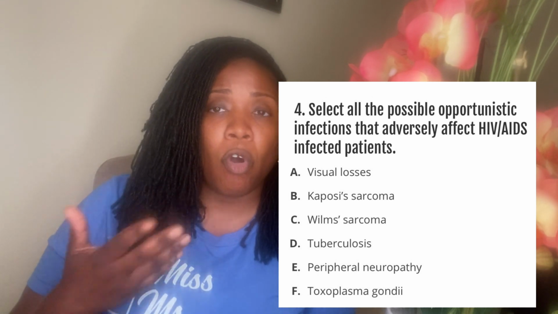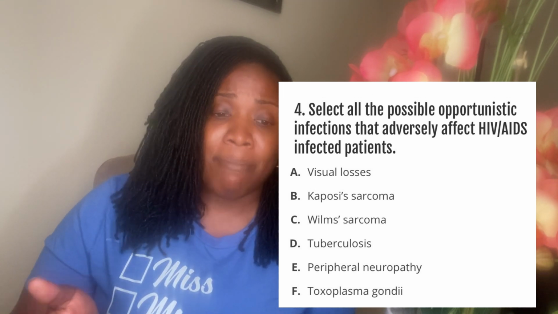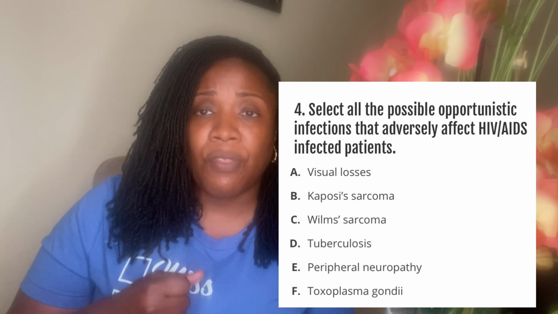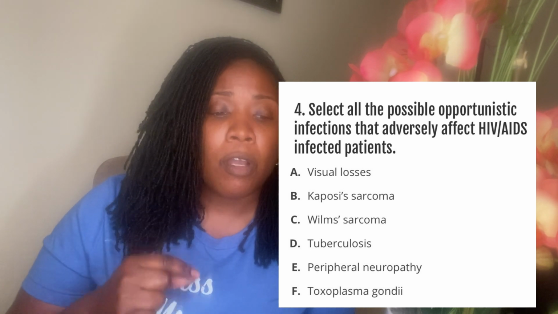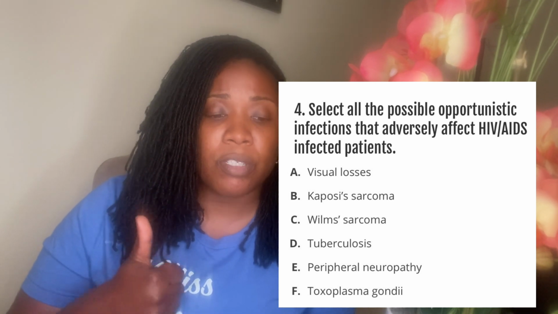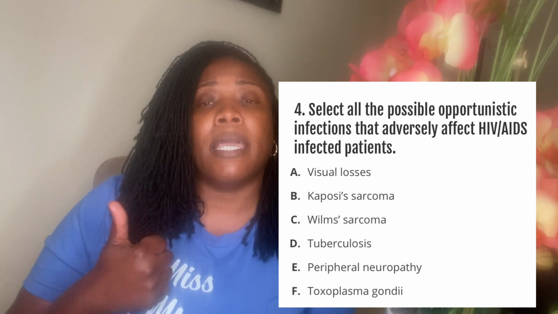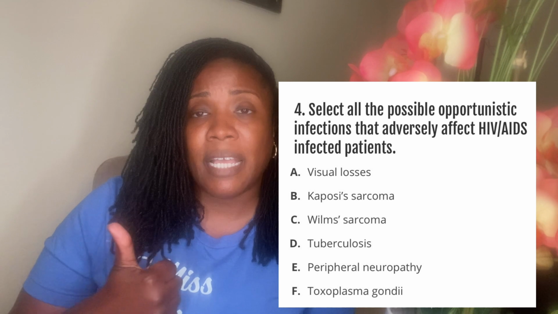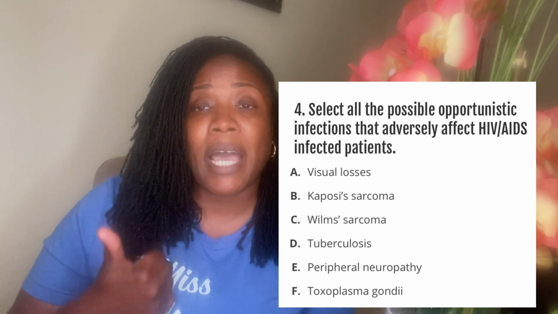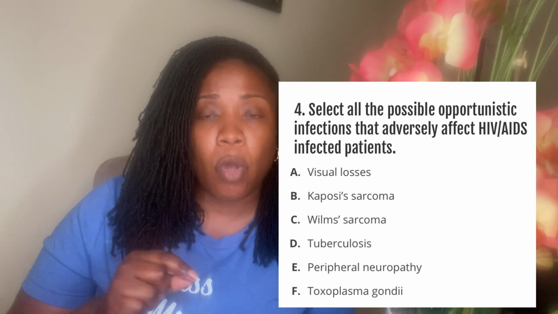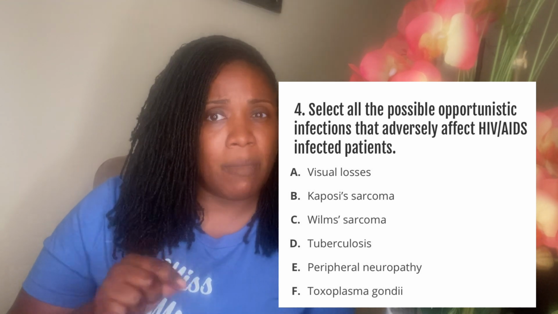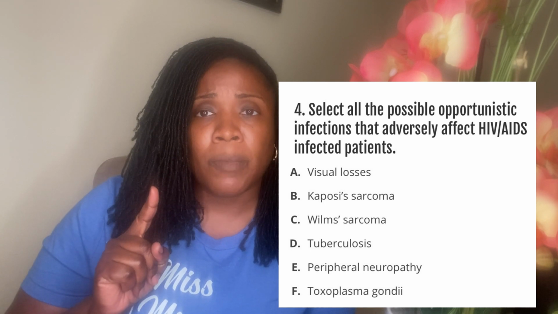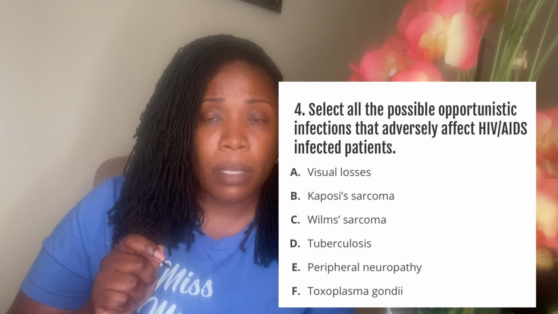Visual loss, you should already see that's not an infection. That's not an opportunistic infection. Visual loss just means that the person has lost their sight or their vision, right? Kaposi sarcoma. Kaposi sarcoma is a condition where people who have HIV and AIDS are susceptible of getting. So you do have to know that. Wilms sarcoma is not one, and if I'm not mistaken, it's called Wilms tumor anyway.